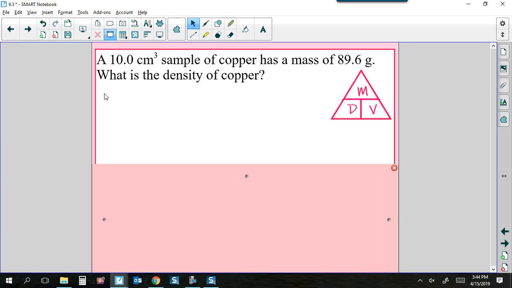So if we go ahead and read this problem, you are given that you have 10 cubic centimeters of a sample of copper that has a mass of 89.6 grams. The G is grams. What is the density of the copper? Again, similar to what we did in our last lesson, these are similar to word problems, so you really have to read the clues and what we're telling you to use and what we're asking you to find. So we are given a volume of 10 and a mass of 89.6, and you're asked to find the density.